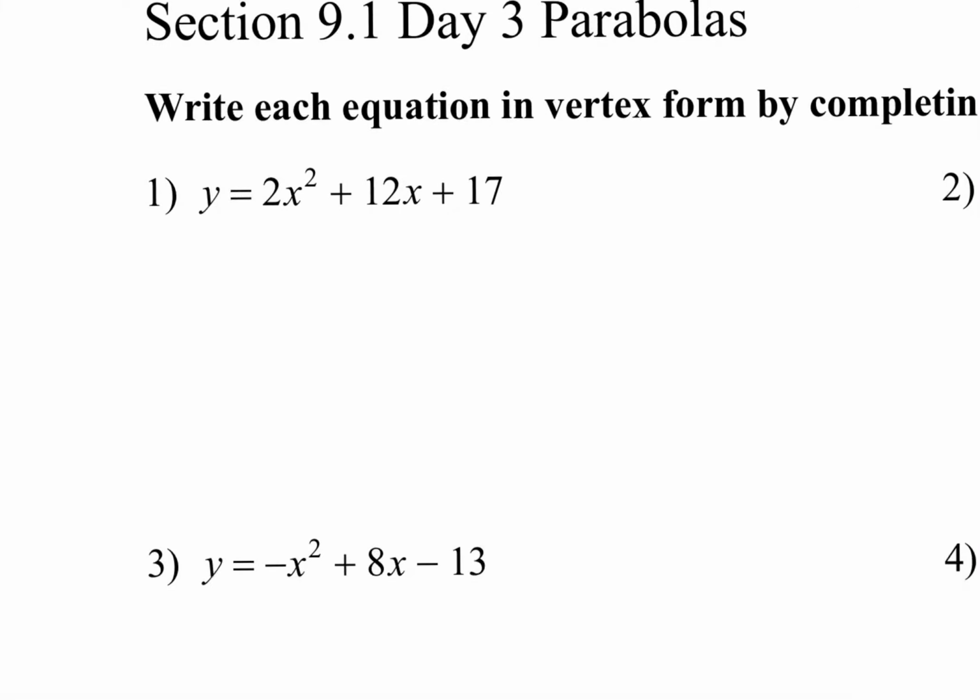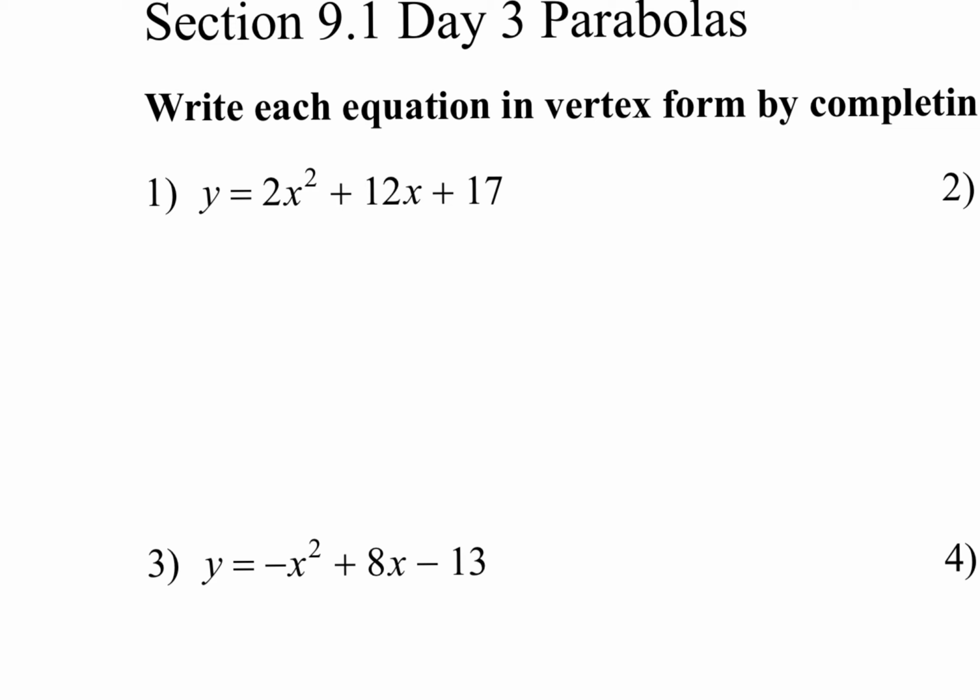This first example says write an equation in vertex form by completing the square. So it's kind of like what we did yesterday. But like I said, now if we look at that value that's out in front of the x squared, it's not a 1. So we have to deal with that first, because anytime we're completing the square in here, we want that value out in front of the x squared to be 1.